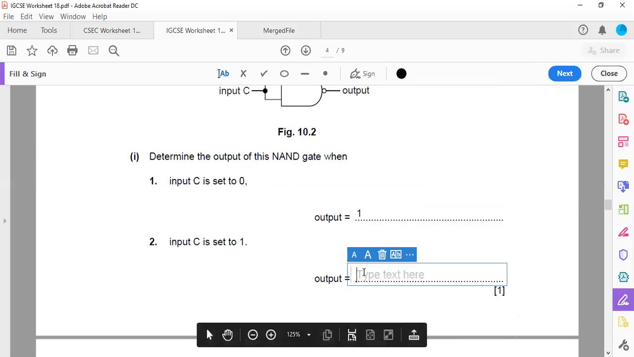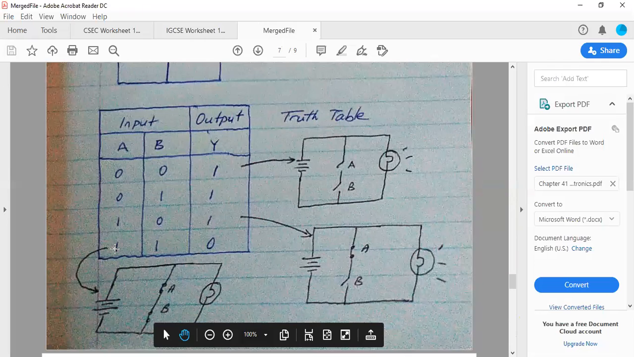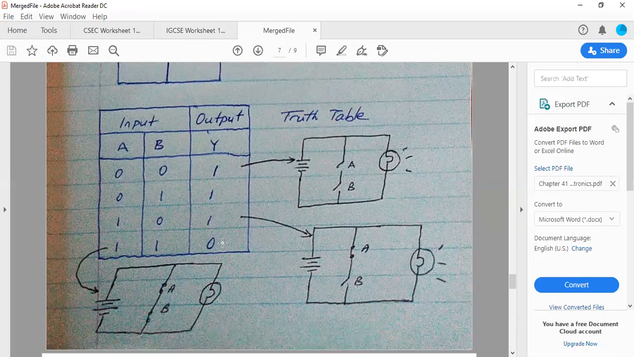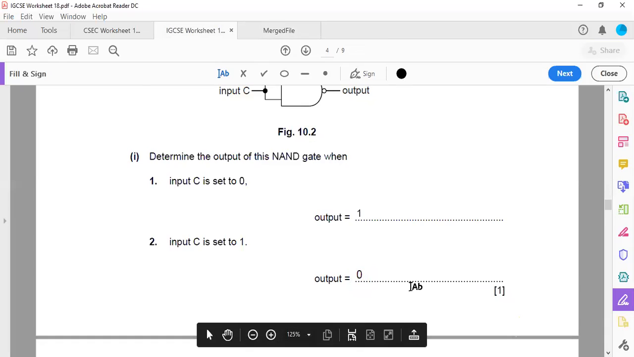And for your input here, if your input is 1, your output is going to be 0, because both of them are going to be 1. It's similar: when both of the inputs are 1, the output is 0, and any of the zeros is going to give an output of 1. That's for the NAND gate. Everybody okay with that so far?